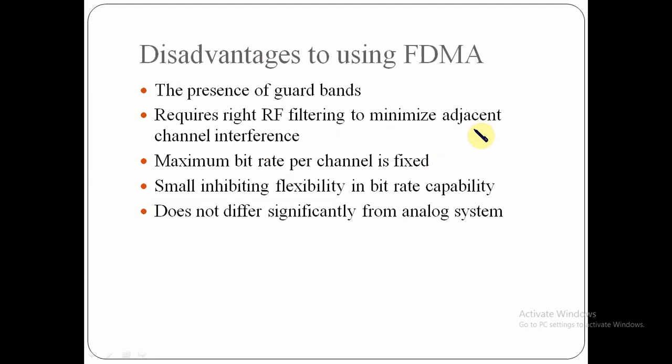It also has a disadvantage, that is crosstalk, which we have already seen. Crosstalk happens because of frequency interference, and it will disrupt as well as disturb the transmissions. It requires RF filtering to minimize adjacent channels. Maximum bit rate per channel is fixed.